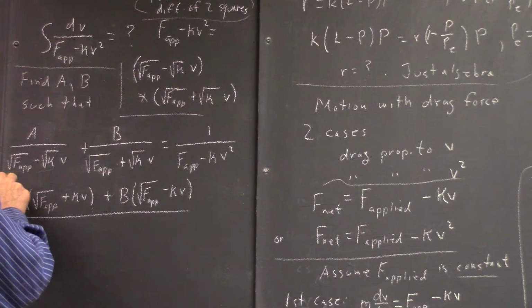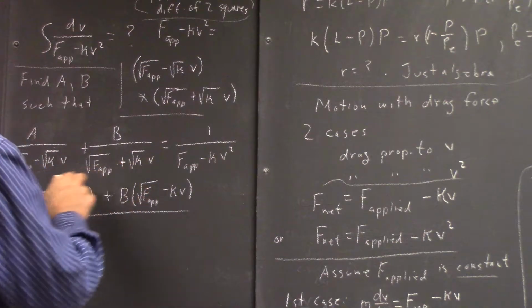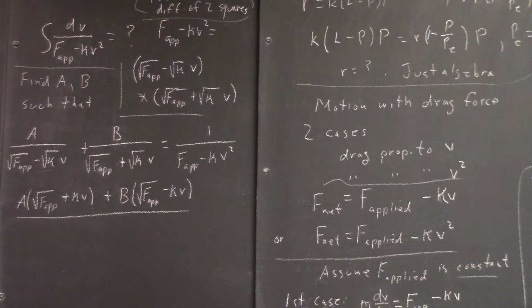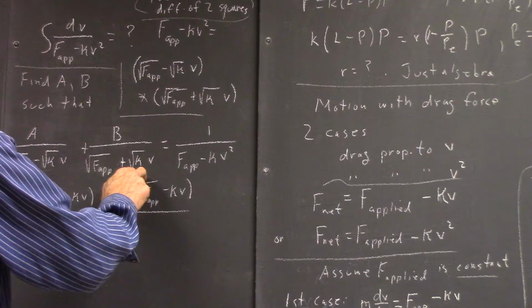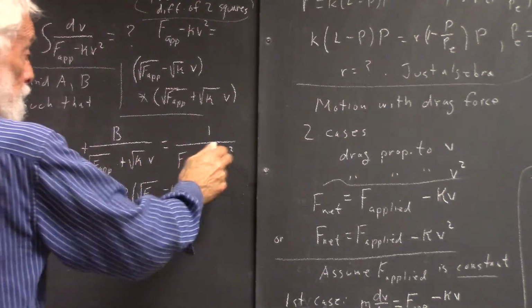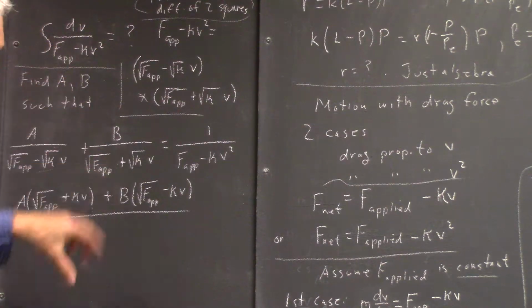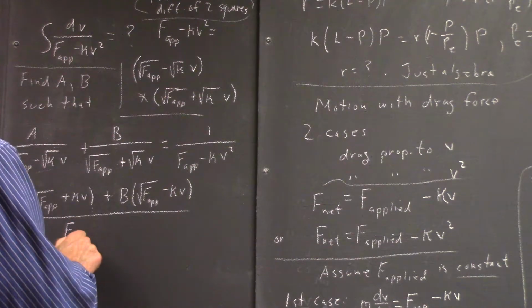And the square root of f applied times square root of kappa v, and then negative square root of kappa v times the square root of f applied gives you 0. And then you have the square root of kappa times v times the negative square root of kappa times v, which gives you a negative kappa v squared. You want to write that out and reinforce that because it's not an uncommon technique, not an uncommon thing that you could have to do. So I'm not going to write it out in gory detail.